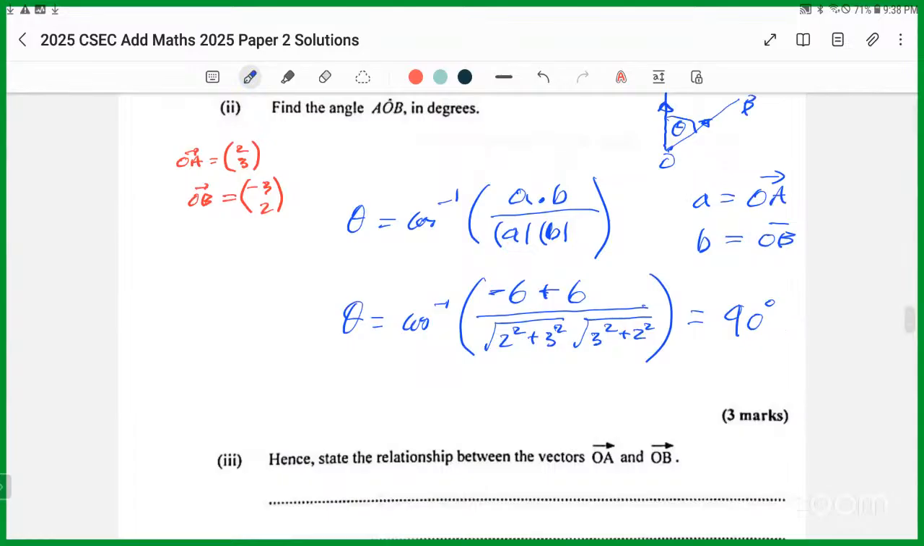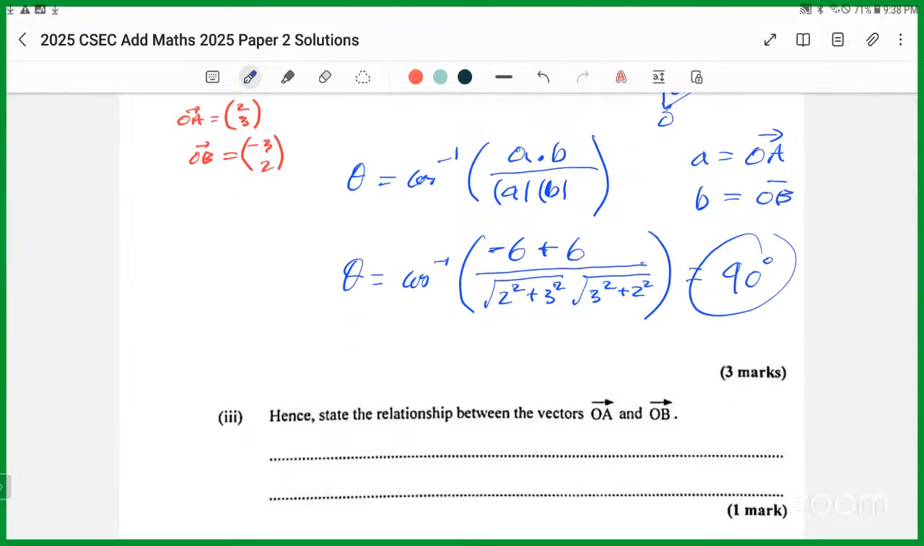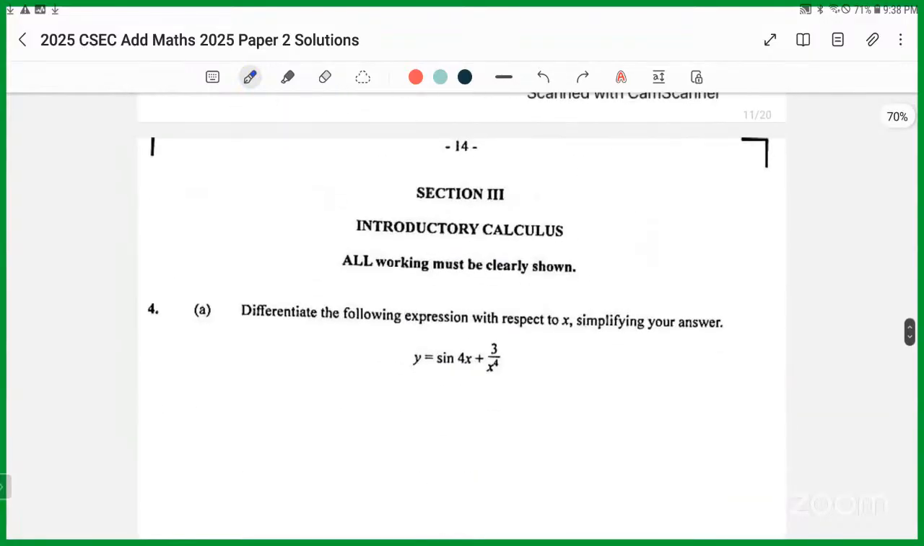All right. Since the angle between them is 90 degrees, they are perpendicular. They are 90 degrees to each other, right angles. The relationship between two vectors: the scalar product is 0, so they are 90 degrees. Cos minus 1 of 0 is 90 degrees. That is it. Done. Number 4.